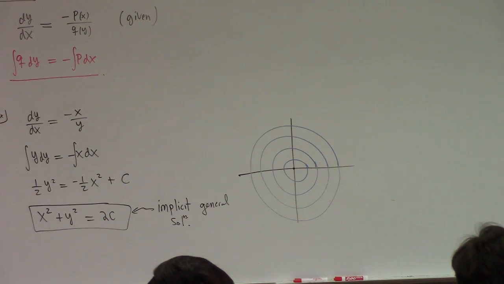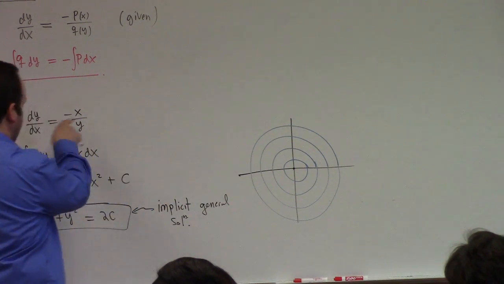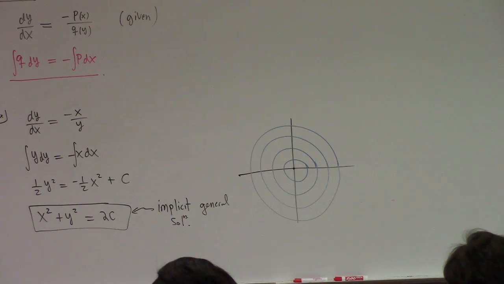Different values of c give you different circles. And you can see that as you allow the values of c to go over all possible real numbers, you're going to get every point in the plane covered. In fact, every point in the plane is covered by just one of these solutions. So if you pick a point in the plane, there's going to be a unique circle that goes through it that's a solution to this differential equation.